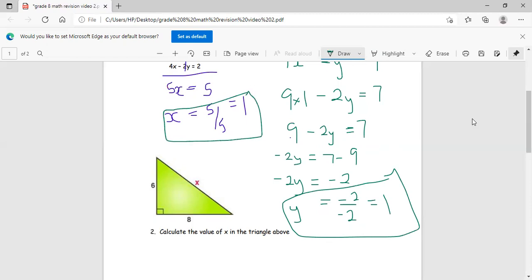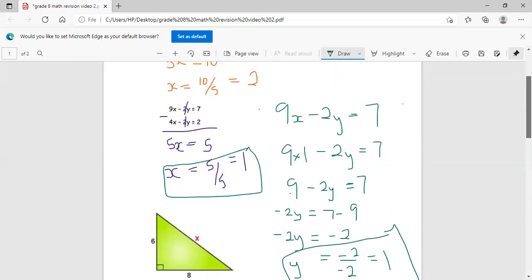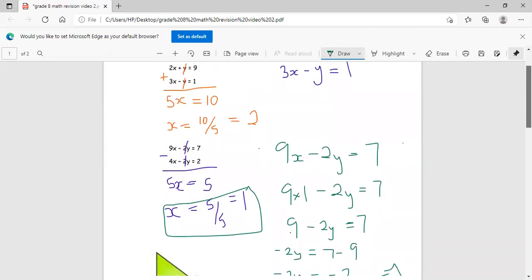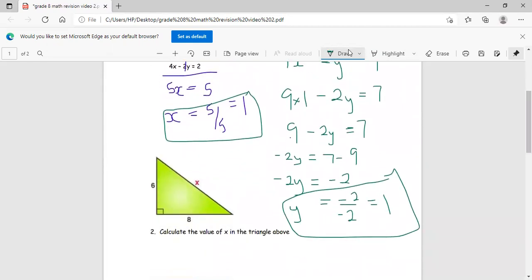So you can always rewind the video and replay it to understand better if you need to repeat it several times. So this is what we have for simultaneous equations. So let's go to the next question.